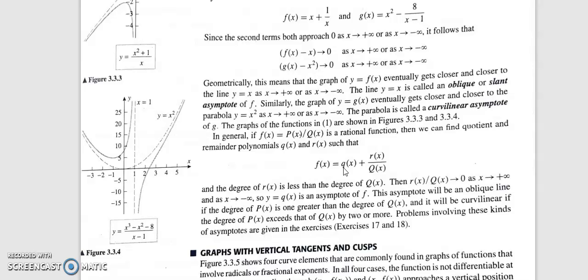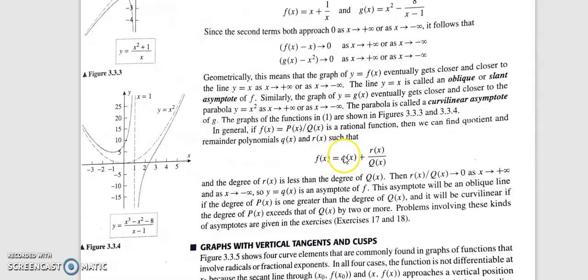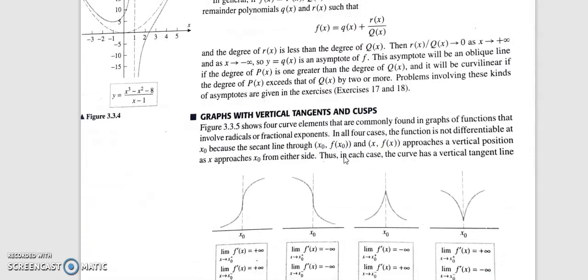So that is the asymptotes. We have seen a total of 4 types of asymptote: vertical, then horizontal, and the next two, oblique and curvilinear. Now let us look at graphs with vertical tangents and what is called a cusp.